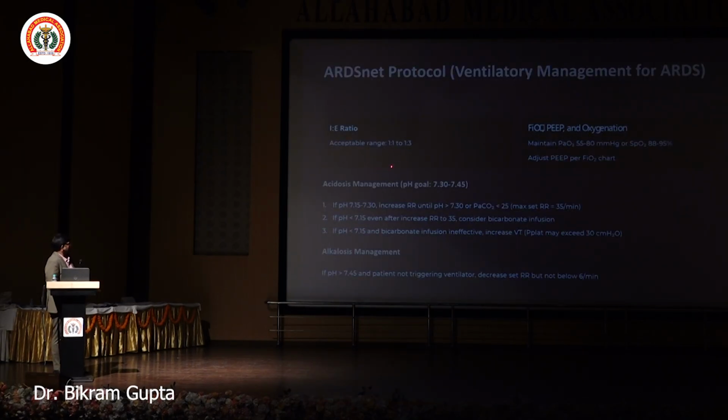I:E ratio 1:1, 1:2 or 1:3: on the basis of PO2 and PCO2, you can decide the ratio. You have to keep the PO2 at 55 to 80. Don't try to keep the PO2 more than 100. SpO2 should be 88 to 94%, or better, 88 to 90%. Don't keep the SpO2 at 100% in an ARDS patient, as it further injures the lung. Acidosis management: if the patient has a pH less than 7.15, increase the respiratory rate.